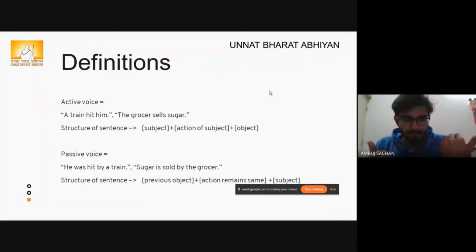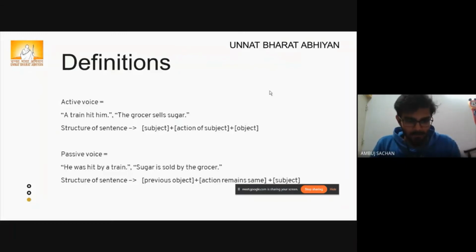So, active voice, just pay close attention to the structure of the sentence. A train hit him. Subject, action of subject, object. In the sentence, which is the subject? The train. What action is the subject doing? Hitting. It's quite obvious. And the object is the poor guy, him, who's being hit by the train. The structure of the sentence is very important because once you get the structure of the sentence that you want to convert correctly, it's very easy to convert it after that. Usually people make mistakes in getting the structure of the sentence and pinning that down. And once they make a mistake there, they're not able to convert the sentence from active to passive or from passive to active.